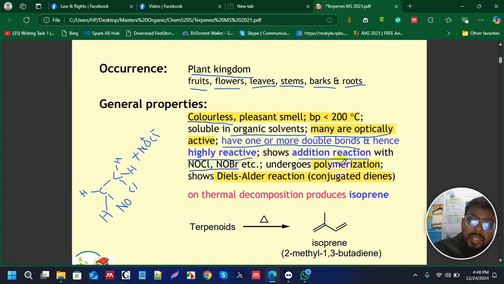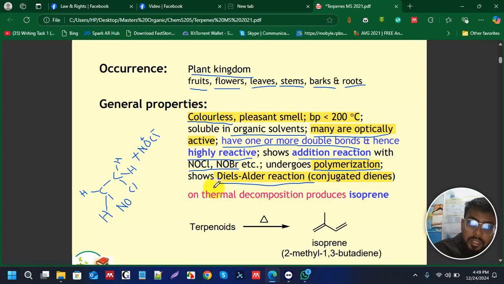And we know that terpenes show addition reactions with nitrosyl chloride and nitrosyl bromide. And we also know that terpenes show polymerization reactions and show the Diels-Alder reaction, because in most cases some terpenes or terpenoids contain conjugated carbon-carbon double bonds. You'll be able to see terpenes containing conjugated dienes, and due to the presence of conjugated dienes they show the Diels-Alder reaction. In a Diels-Alder reaction, one diene and one dienophile are present, and in most cases an internal Diels-Alder reaction can occur.